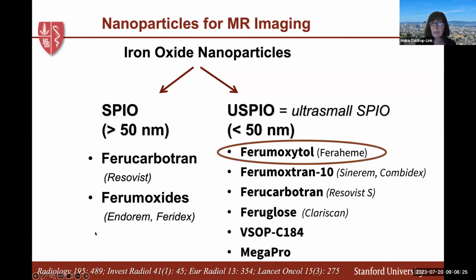In North America, we currently mostly use ferumoxytol. In Europe, currently you have ferumoxtran-10 or Sinerem available. It has been reintroduced into clinical trials recently. And then in Asia, you have MegaPro nanoparticles available, which is a very interesting new upcoming product, which is currently in clinical trials. There's also a clinical trial ongoing in North America with MegaPro currently.